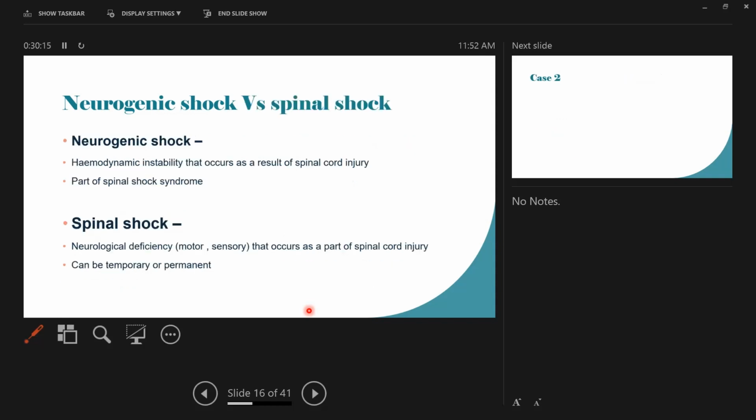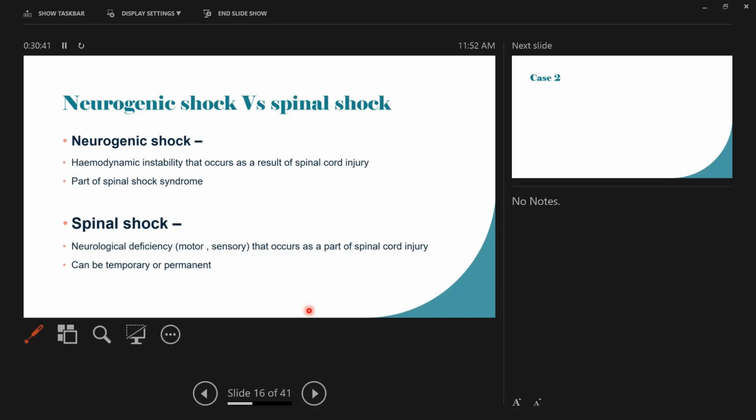Okay, a little bit about neurogenic and spinal shocks. So spinal shock is not a shock, I mean, not something related to the cardiovascular system. It is just a term. So your neurogenic shock is the shock where your hemodynamic instability occurs because your sympathetic tone is no longer there. But it is a part of your spinal shock syndrome.